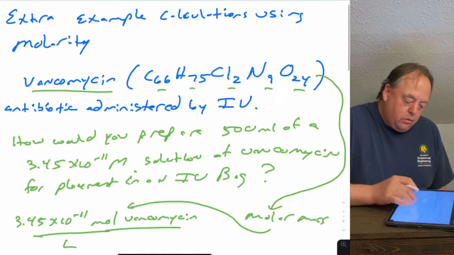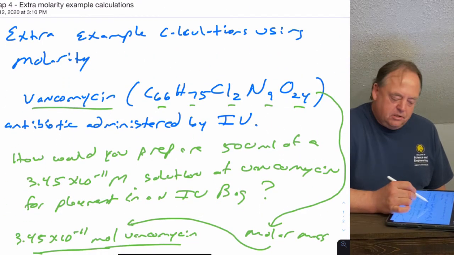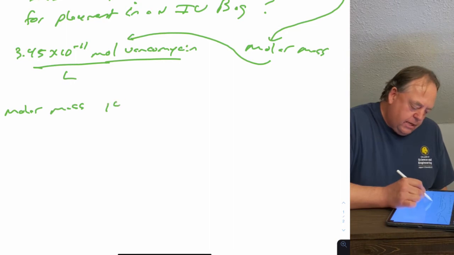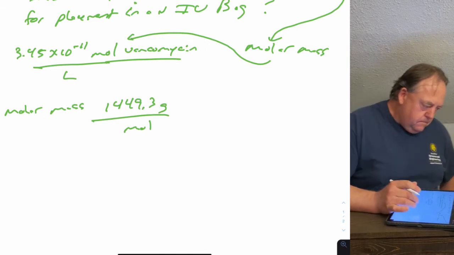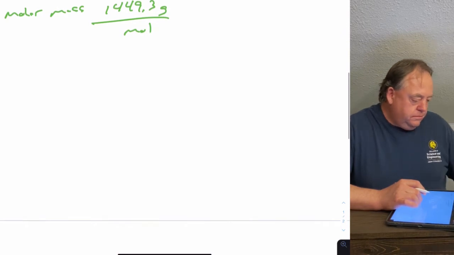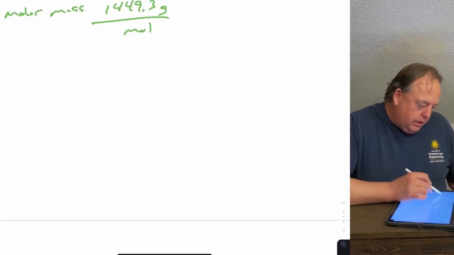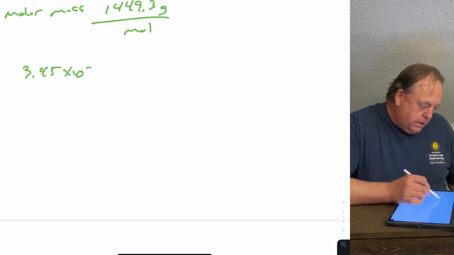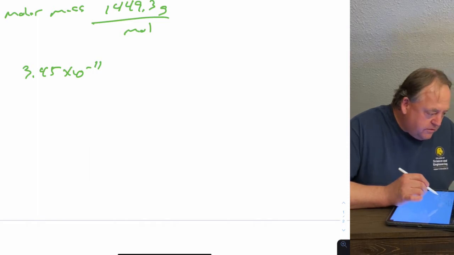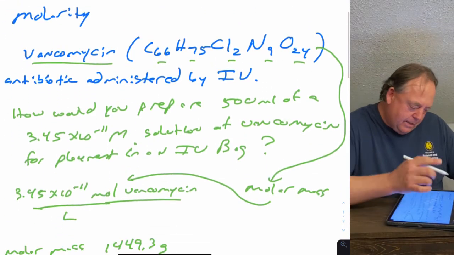So you need a periodic table, right? Look up the molar mass of carbon, multiply it by 66, the molar mass of hydrogen, multiply it by 75, and so forth. If you did that, you would get the molar mass of 1,449.3 grams per mole. Okay, so you know the molarity, 3.45 times 10 to the minus 4. I can't read my own notes, it's minus 4, not minus 11.